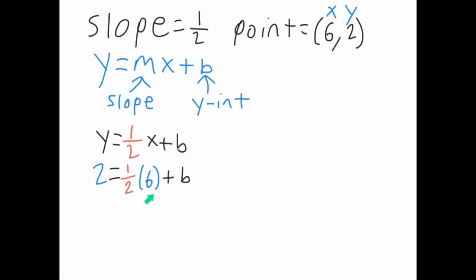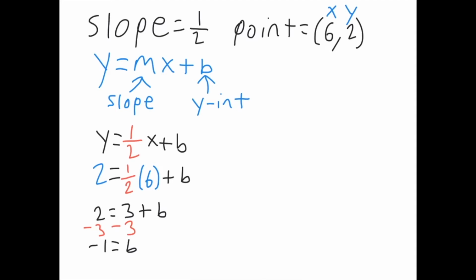So first, what's 1/2 times 6? Well, 1/2 times 6 is 3. So that's going to give us 2 equals 3 plus b. Now to solve for b, this is a positive 3, so we subtract 3 from both sides. And that will give us -1 equals b. So now we have our b. It's -1. So now we go back into this equation here, and we plug in the slope and the y-intercept.